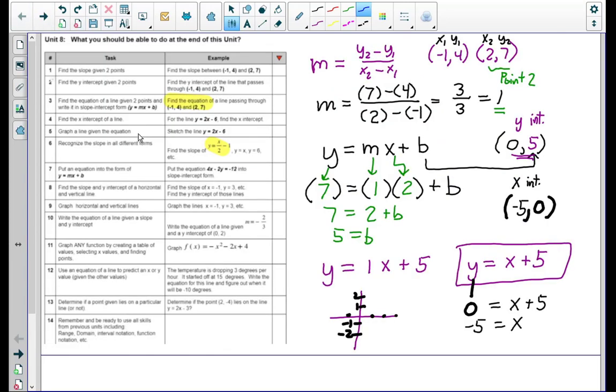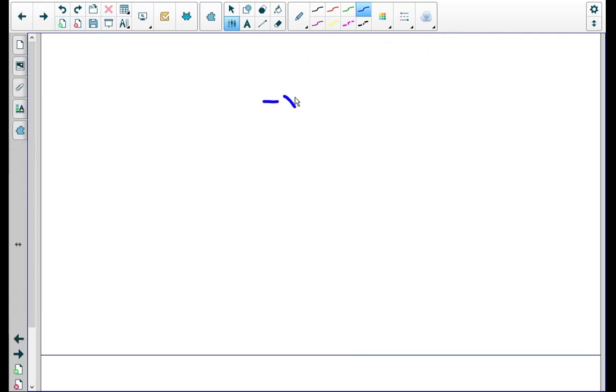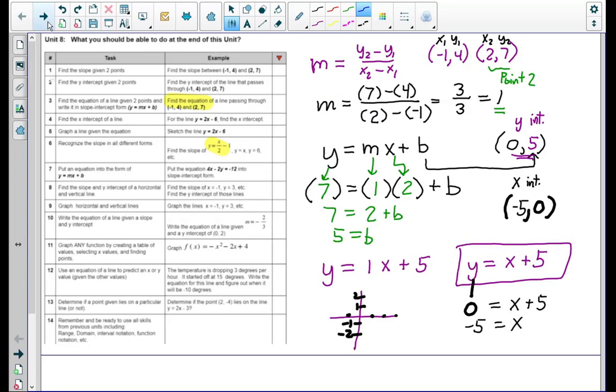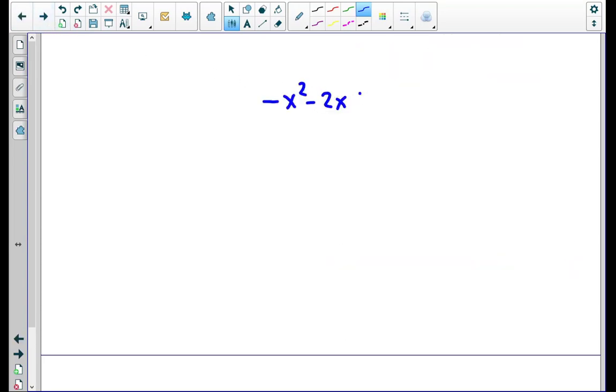Okay, let's do graph any function by creating a table of values, selecting x values, and finding points. Really this is from last unit here. So negative x squared minus 2x and plus 4.